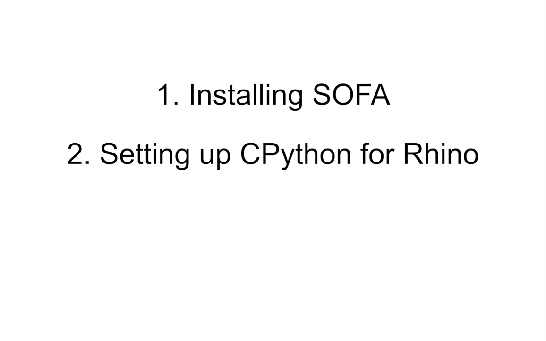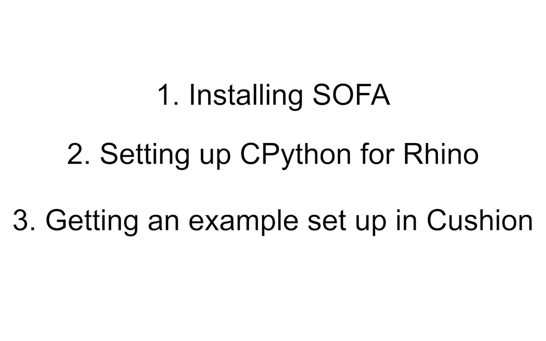The second section will be setting up Rhino's own Python interpreter, as well as gmsh, which is required for the plugin. And finally, it will be about getting started with Cushion, how to install it, how to set up your first examples, and begin designing soft robots of your own.